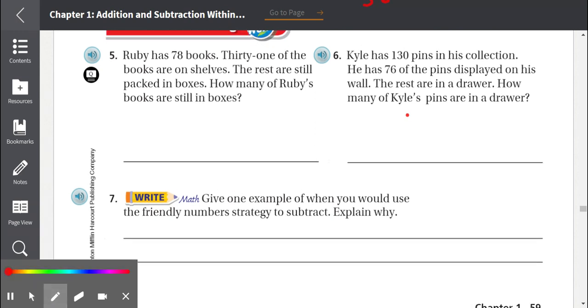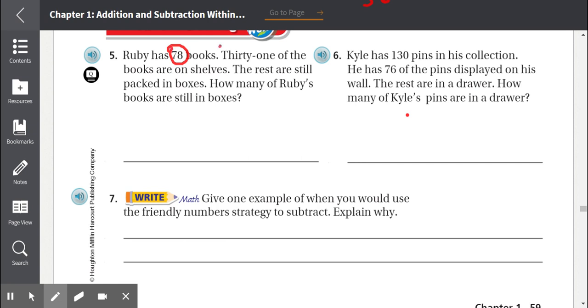Number 5. Ruby has 78 books. 31 of the books are on shelves. The rest are still packed in boxes. How many of Ruby's books are still in boxes? So let's circle our important numbers and keywords.